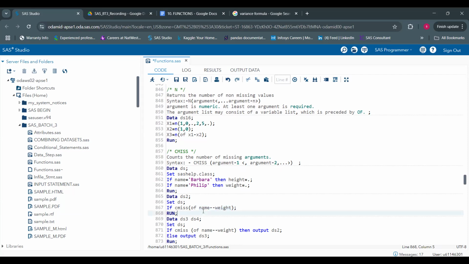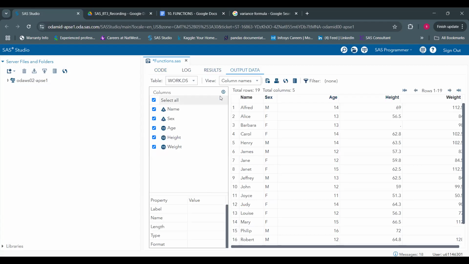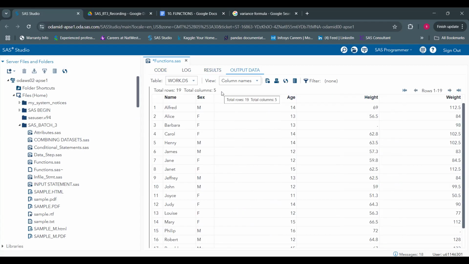No, there are many other values, not just Barbara and Philip. We are doing the transformation only for Barbara and Philip. We need to calculate how many missing values are there across name to weight, which will be name, sex, age, height, and weight.